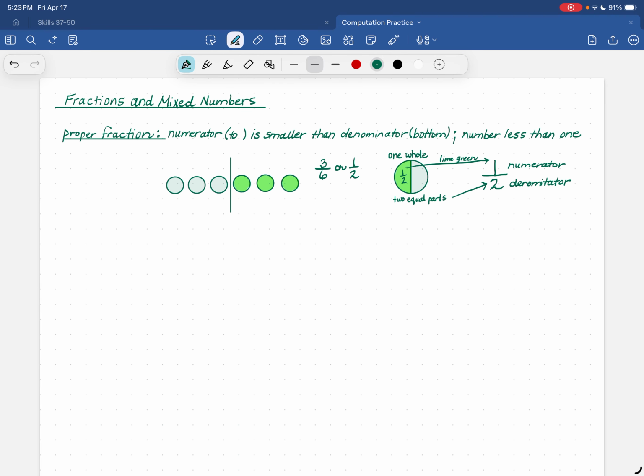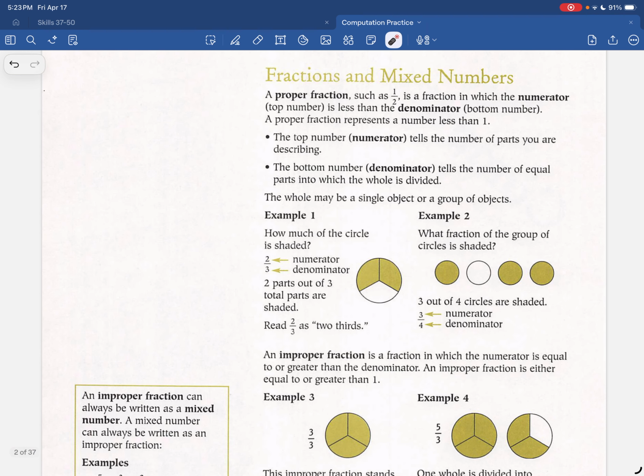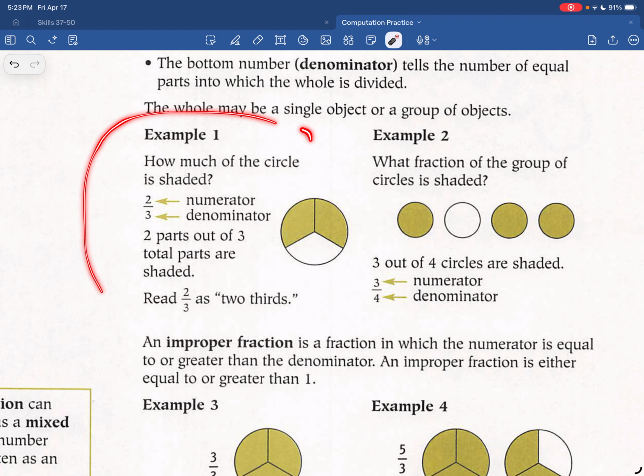So it says the whole may be a single object. That's what we see right there. Or a group of objects. Same rules apply. And they give me some examples here. Let me come back to this book page and let's look right here. Example 1. How much of the circle is shaded? 2/3. 2 parts out of the 3 total parts are shaded. And we read 2/3 as 2/3. You could also talk about the part that is not shaded, and that would be 1/3 of the circle.